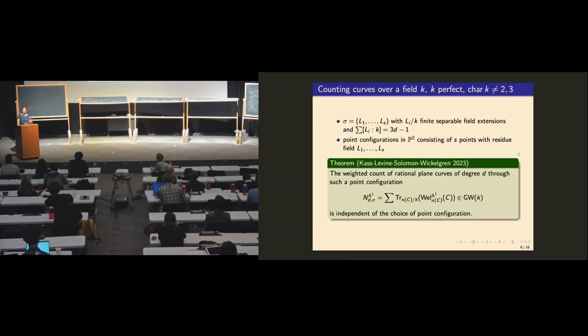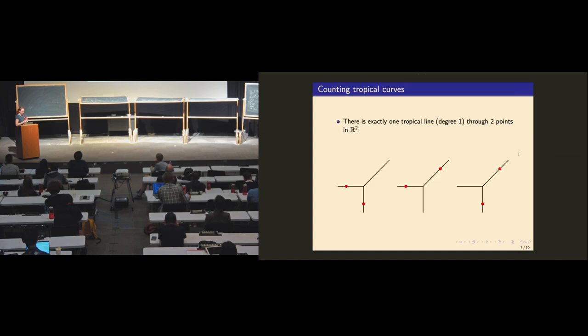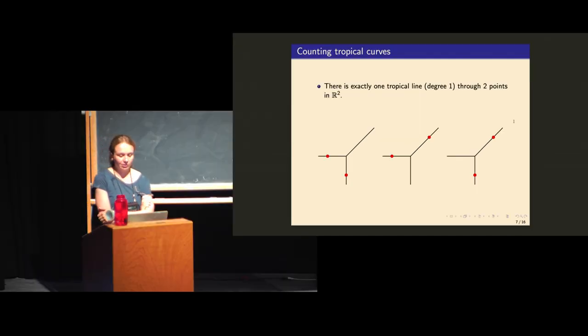Okay. So again, this can be done with tropical geometry. Oops. So let's do the same thing we did before. Let's start to count the tropical curves of a certain degree to get the correct number of points. So let's start with tropical lines.